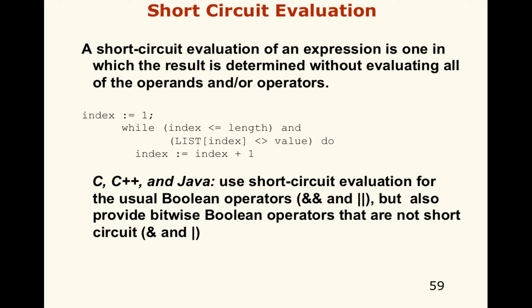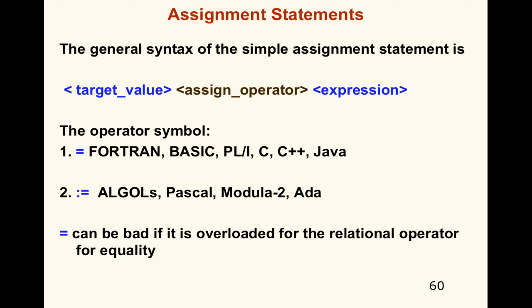Okay, so assignment expressions. Hopefully, from doing the Python exercise, and you should have done that assignment already, by the way, you should be ready to go with the short-circuit evaluation concept. So the general syntax of the simple assignment expression looks like a target value, and then there's an assignment operator, which is generally the equals or the colon equals, depending upon what language you're looking at. And then there's the expression.